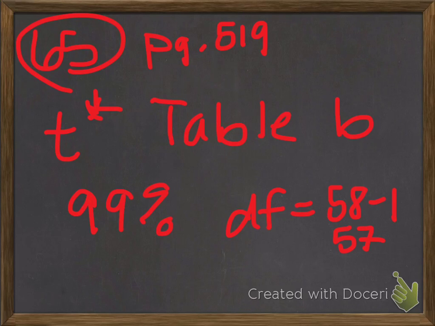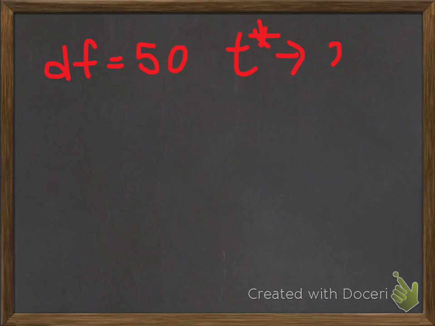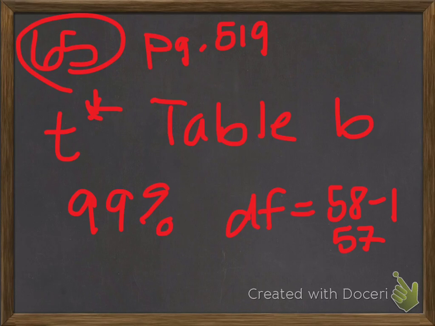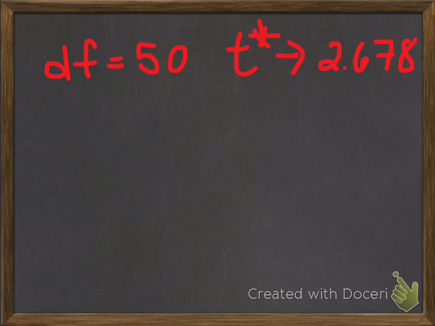Now 57 is not on the table. So in the notes, I said you want to go to the next one that is smallest. So we'd use degrees of freedom for 50. And that T star, that critical value, is equal to 2.678. Let me know if you have questions on that one.